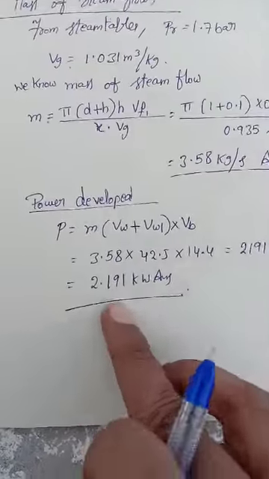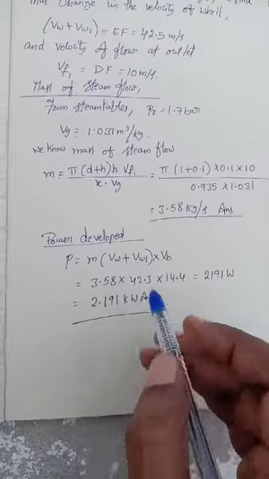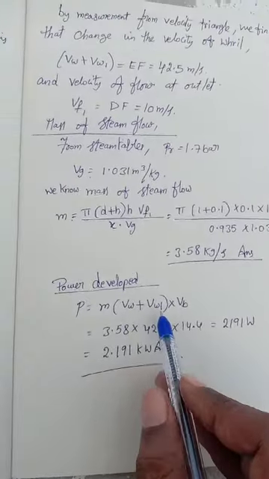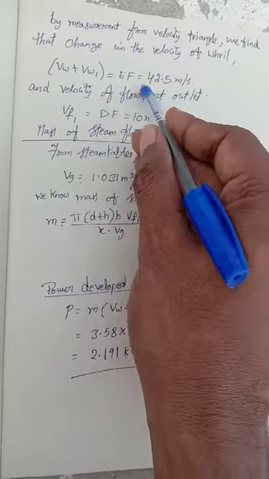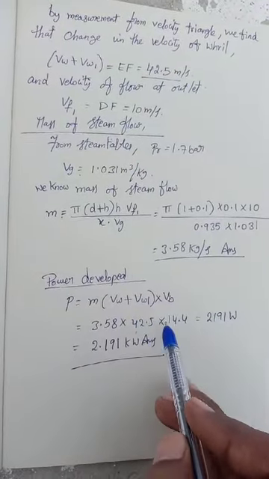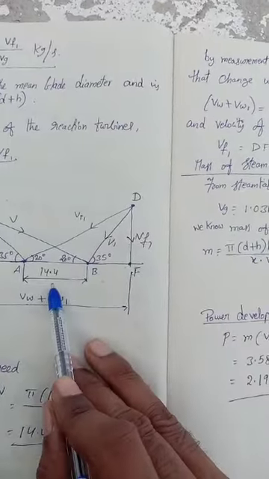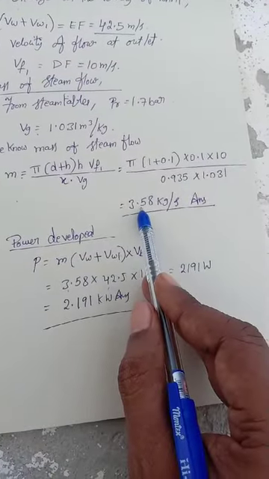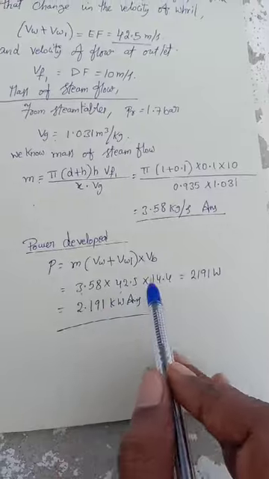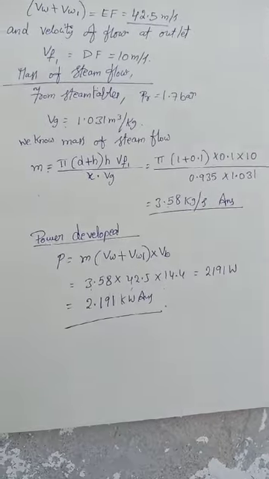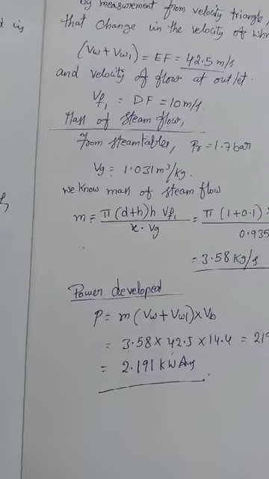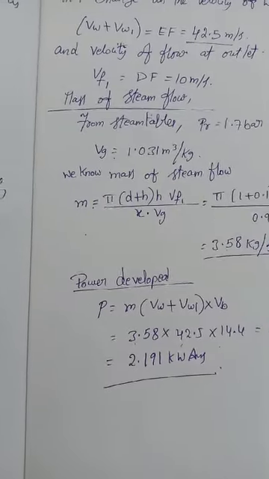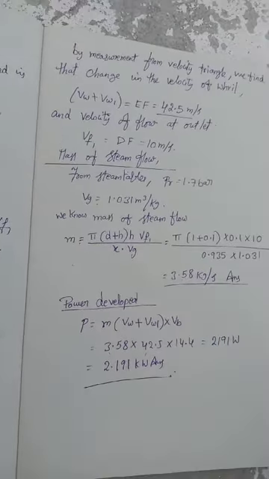Okay, this is the answer. And now here I substitute, VW1 is changing this value. Now VB we already found here, 14.4. M we found only now, 3.58 kg per second. So substitute all values, we will get the power developed in the moving blades. And now going to see another problem.